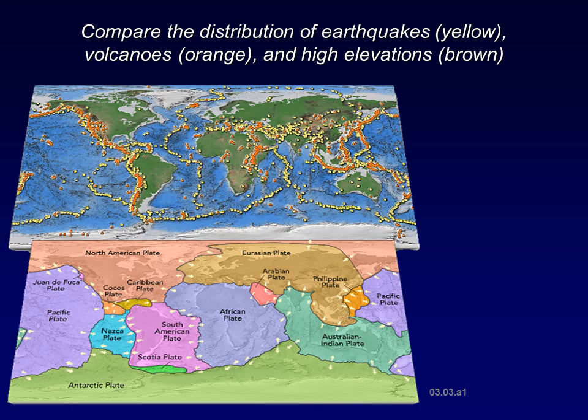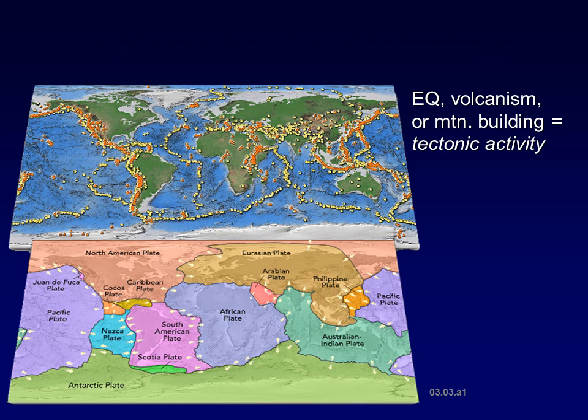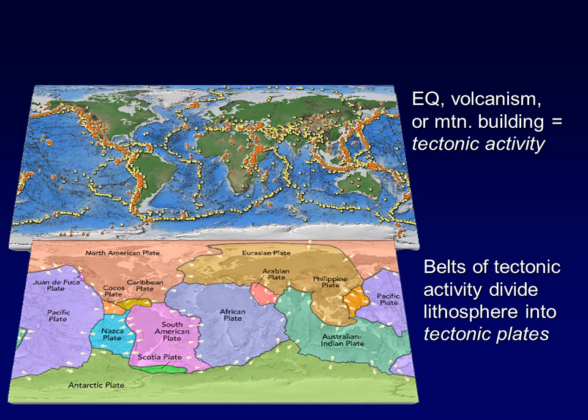You're finding earthquakes where you find volcanoes. Where you find volcanoes, you find high elevations, and so on. So, what does it mean? Earthquakes, volcanism, and mountain building are called tectonic activity. Belts of tectonic activity divide the lithosphere into tectonic plates.